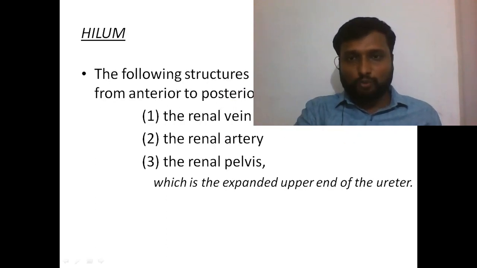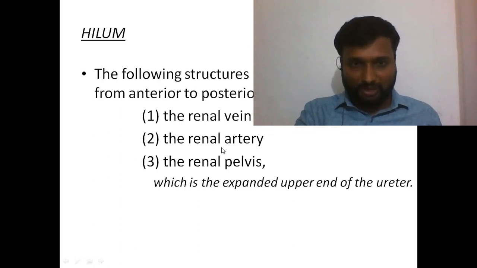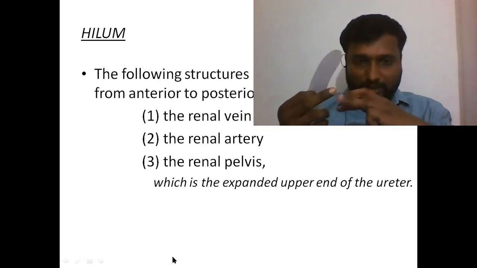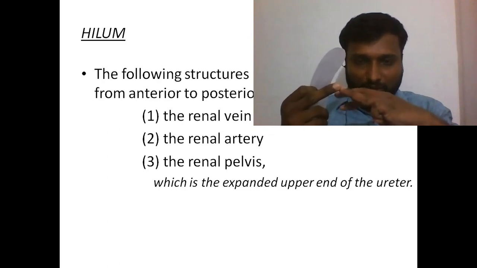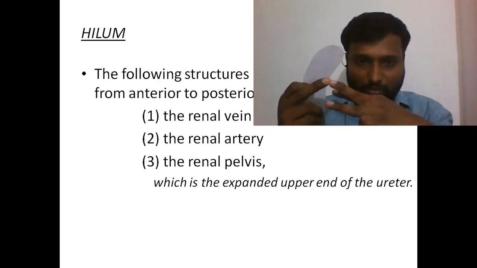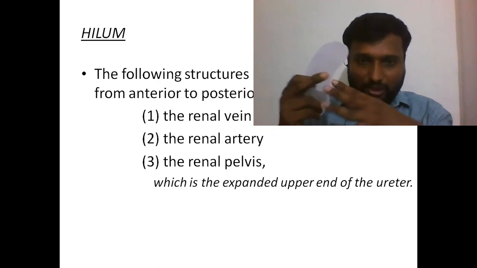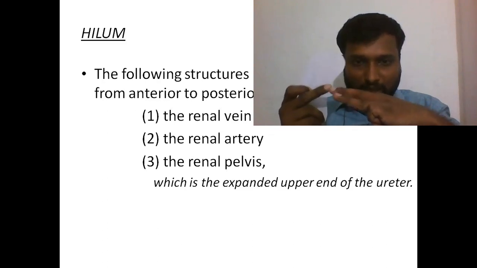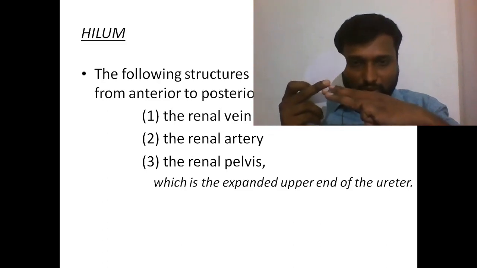Now, what are the structures passing through the hilum, from anterior to posterior? The first one is the renal vein, then the second one is the renal artery, then the renal pelvis. The posterior most structure is the renal pelvis. We'll see the details. Imagine these fingers: the first one is the renal vein, the middle finger is the renal artery, then the renal pelvis. This is the arrangement. Anteriorly the renal vein, behind that the renal artery, and the posterior most structure is the renal pelvis.